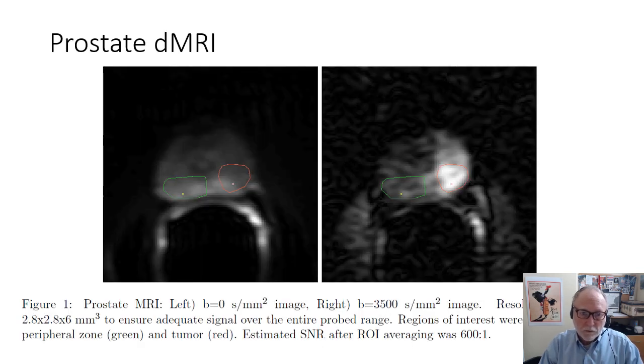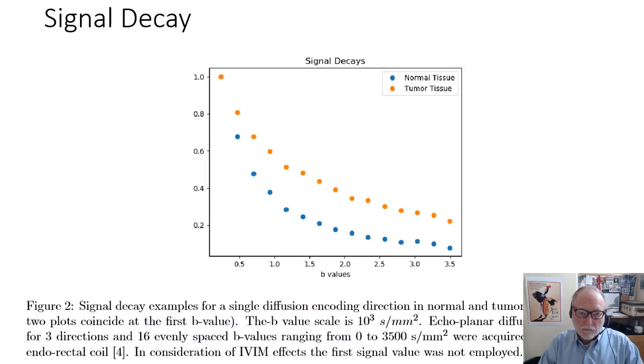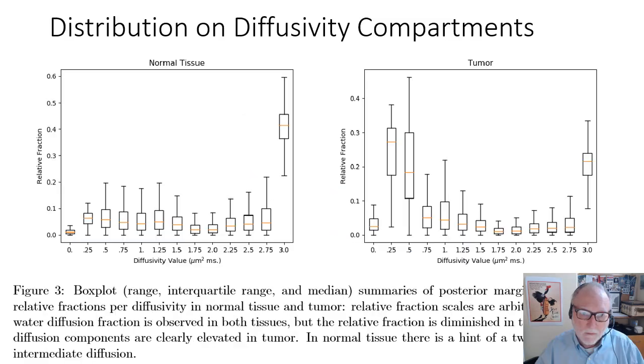Here are 2 of the images. The left is B0 image, the right is a B3500 image. The normal tissue is outlined in green, and a tumor is outlined in red. Here are the signal decays, the normal tissue in blue and the tumor in orange.